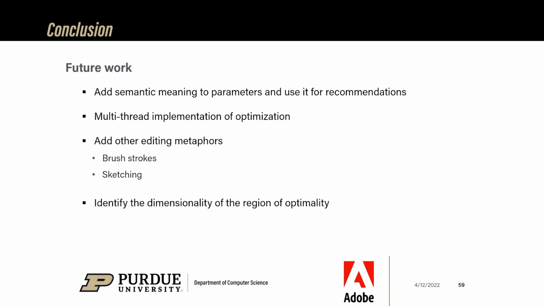Finally, our clustering and ordering of samples in the region of optimality works best only if the region of optimality is a 1D manifold. Using a nonlinear PCA would probably allow us to determine the dimensionality of the region of optimality, which could be used to provide a better UX for choosing a solution to an underdetermined edit.